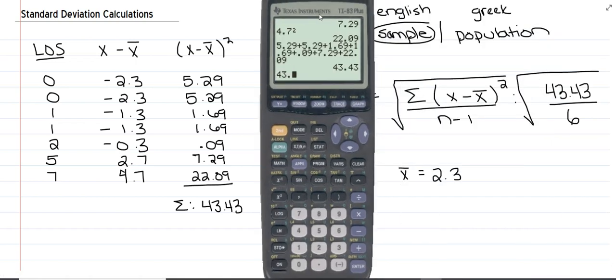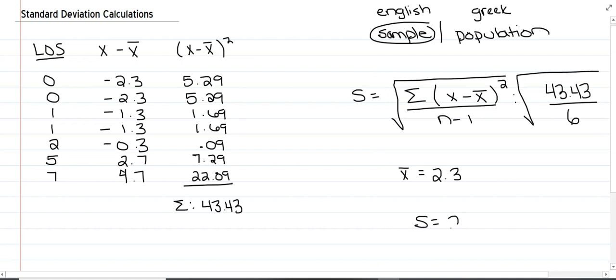43.43 divided by 6. And then I'm going to take the square root of that value. So square root of 7.23833333. And that's going to give me 2.6904. So let's go ahead and we'll do 3 decimal places here. So my standard deviation of my sample is 2.690.